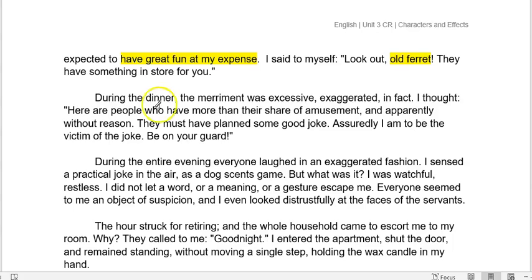So here we have, "during the dinner, the merriment." Merriment is fun, right? Fun and laughing and telling jokes and just having a good old time. "During the dinner, the merriment was excessive," exaggerated. "In fact, I thought, here are people who have more than their share of amusement, and apparently without reason. They must have planned some good joke. Assuredly, I am to be the victim of the joke. Be on your guard."